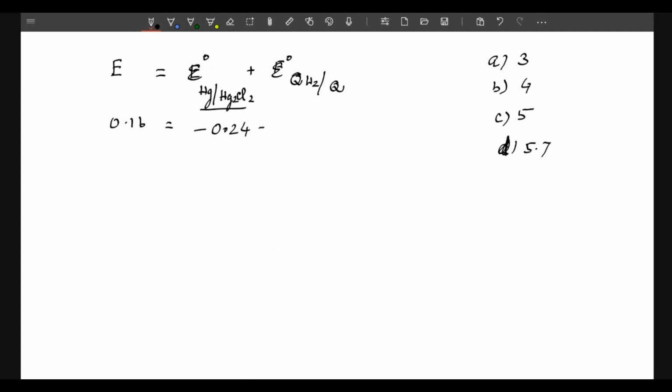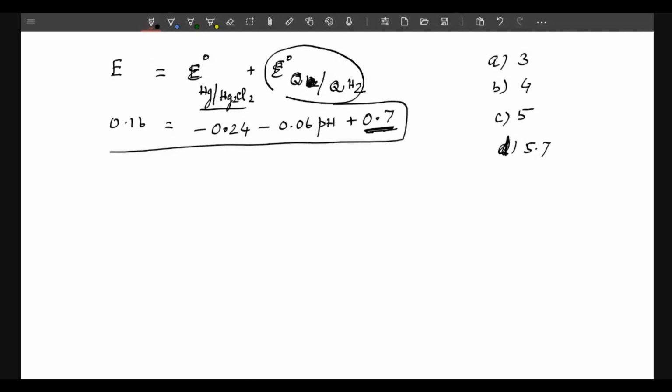Into your calculation, putting in the values, minus 0.06 pH. And you know this value for the quinhydrone electrode. Here reduction should be taking place. The reduction potential value is 0.7 volt. Make a note of it. The saturated quinhydrone electrode has a reduction potential value of 0.7. From this relationship, you have to calculate what is the pH of the solution. Therefore, you go and work it out.